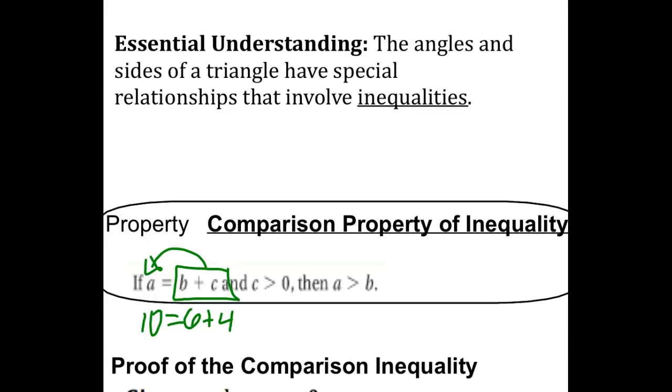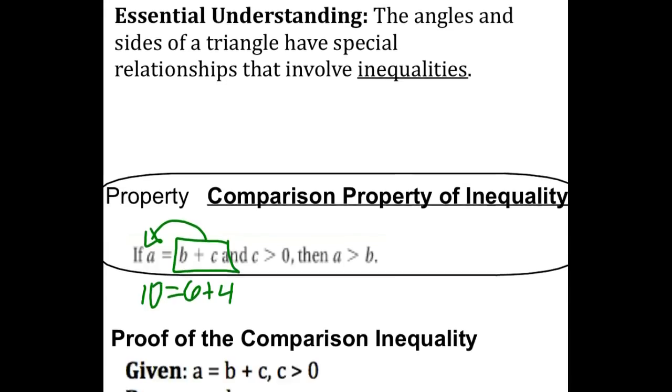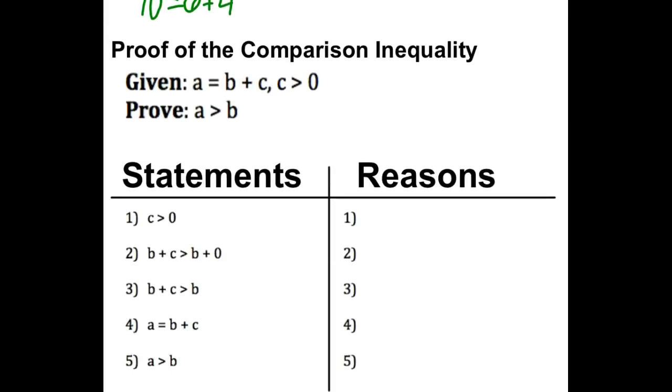So we're just going to quickly do the proof of this so that we can use it in the context of triangles. It says, proof of the comparison inequality, given that A equals B plus C and C is greater than 0, prove A is greater than B. First off, C is greater than 0. That's our first one. I gave you all the statements; we're just filling in the reasons. That 0 came from our given statement, so we're just going to put given there. Notice it didn't put the other half of the given, so that's going to show up somewhere in our proof.